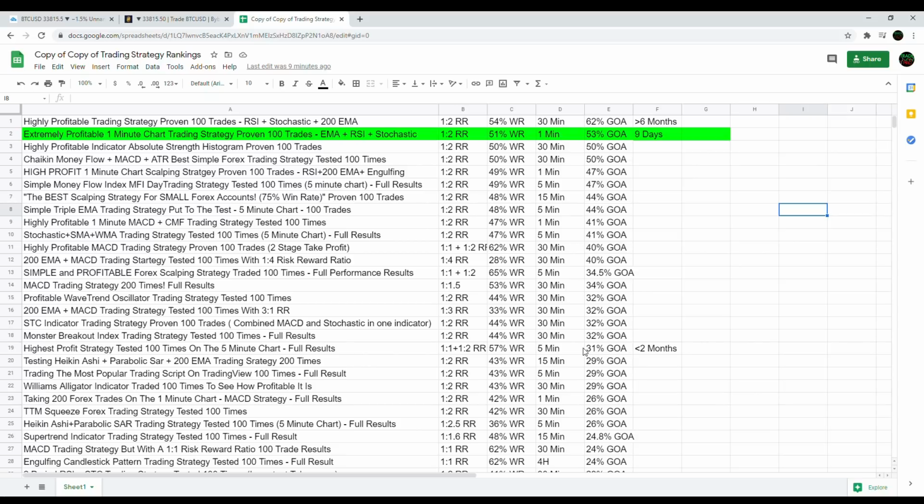But not to say the absolute strength histogram is bad in all cases. As we can see, it had a very good test up here, but it just didn't do well with the particular setup that I was using. But anyway, this one does very well, and it's on the 1-minute chart.